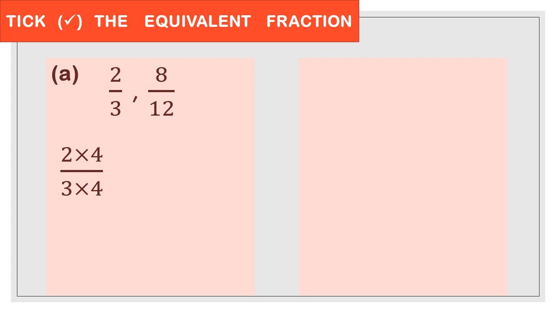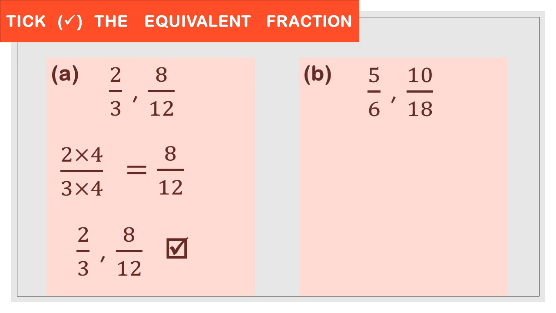2 4s are 8 and 3 4s are 12. So the equivalent fraction is 8 upon 12. Yes, 8 upon 12 is an equivalent fraction of 2 upon 3. So tick right. Let's solve one more question.